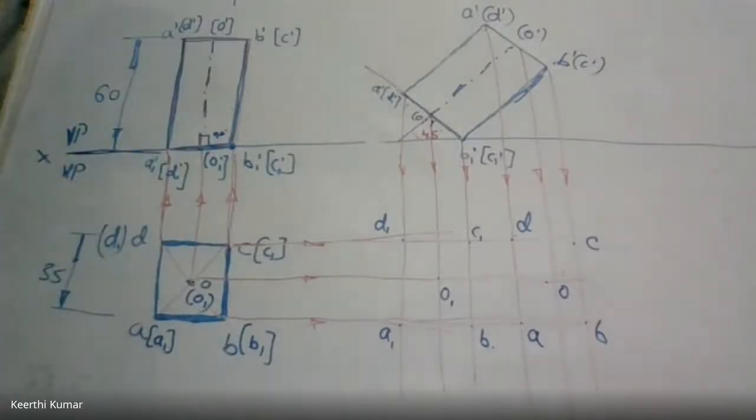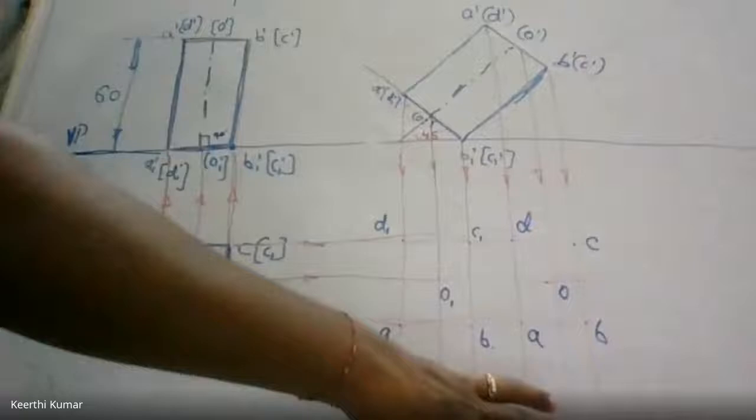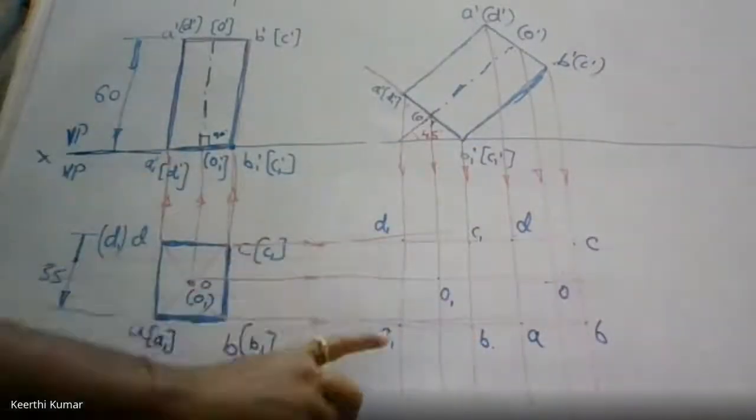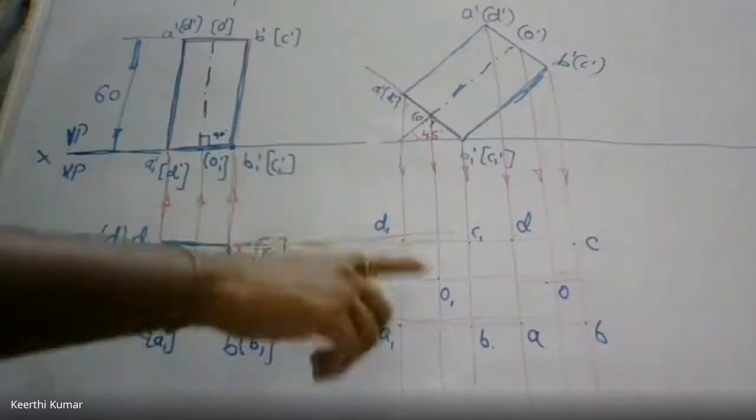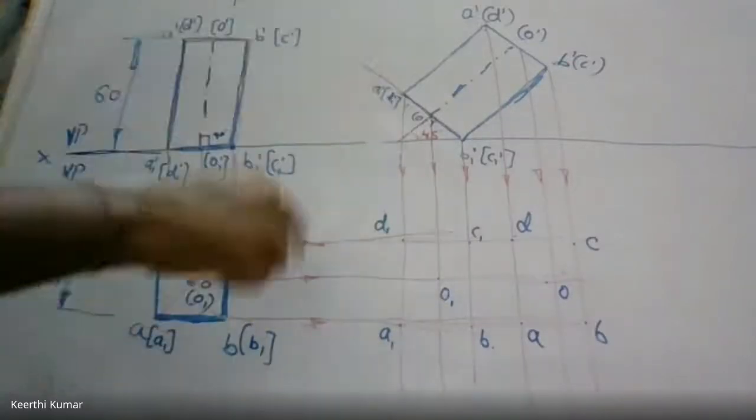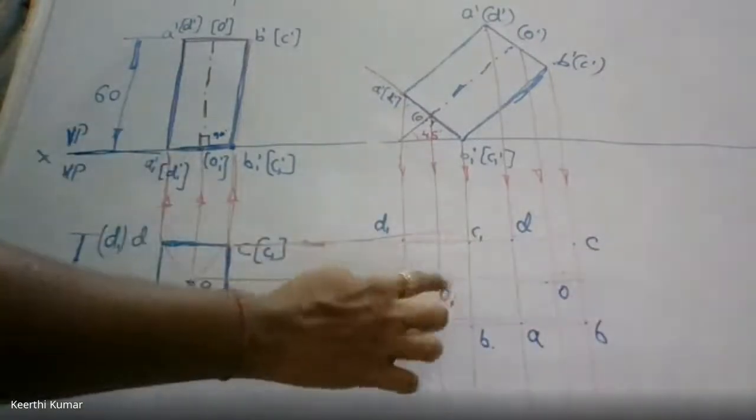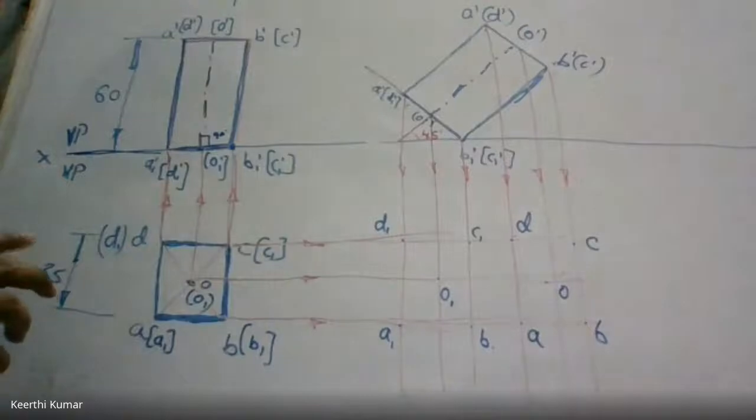I hope you have completed this. Take the vertical projection from all the 6 points, take the horizontal projections here. Coincide as we did in the laminas. A to A, B to B, corresponding to A dash, B dash, C dash. Like that, you try to draw A, B, C, D, A1, B1, C1, D1, O and O1. Is it clear? Next.